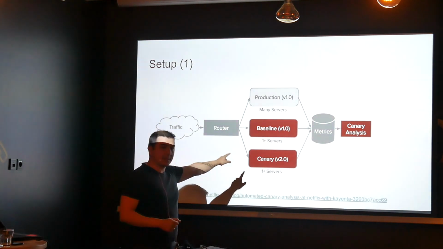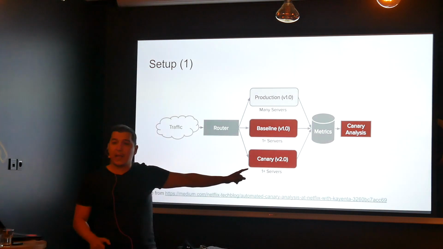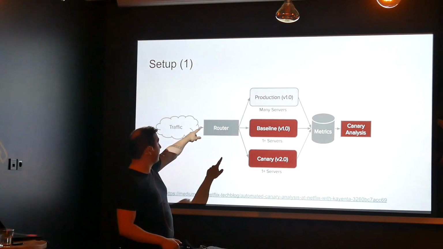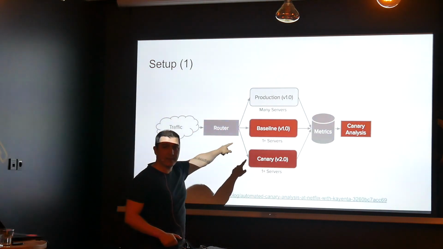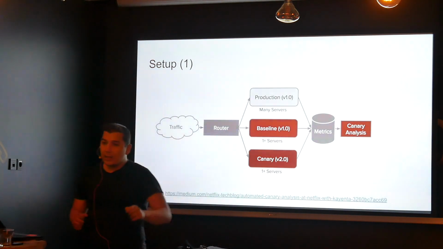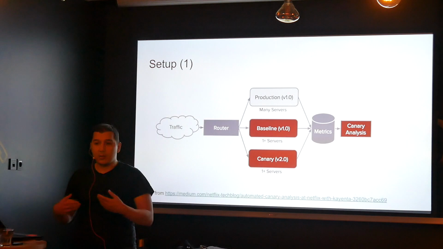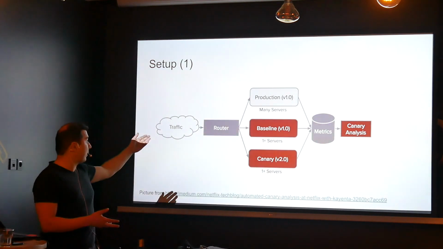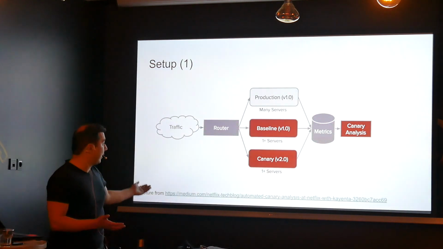Now a lot of people will ask, why do you have this baseline? It's the same version as above. As you can see, it's version 1 in production, and then the baseline is also version 1. Why do you even do that? You want to compare the old version against the new version, so we already have one old version there. Why do we do that?